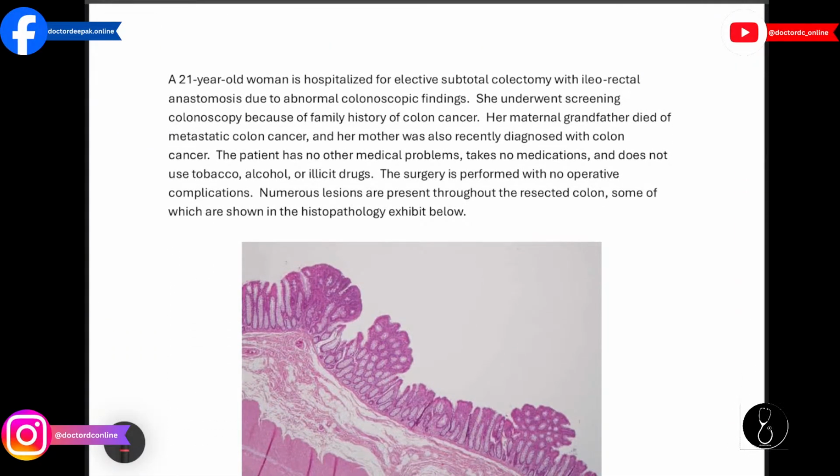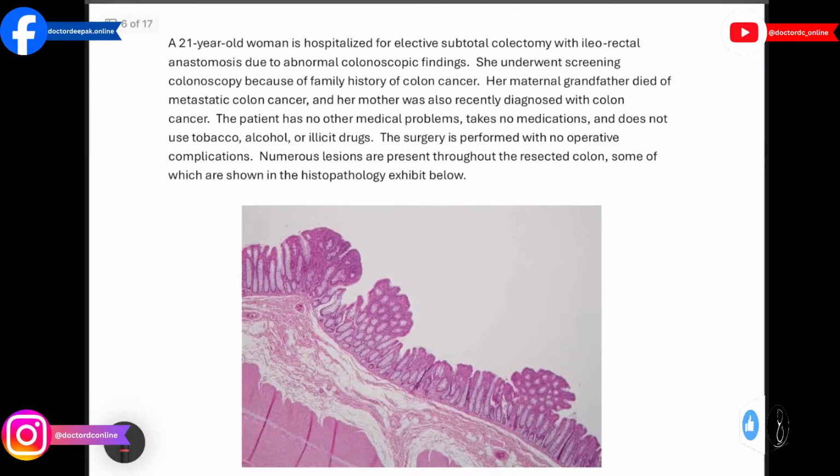Our next question is: a 21-year-old woman is hospitalized for elective subtotal colectomy with ileal anastomosis. Due to abnormal colonoscopy findings, she underwent screening colonoscopy because of family history of colon cancer. Her maternal grandfather died of metastatic colon cancer, and her mother was also recently diagnosed with colon cancer.